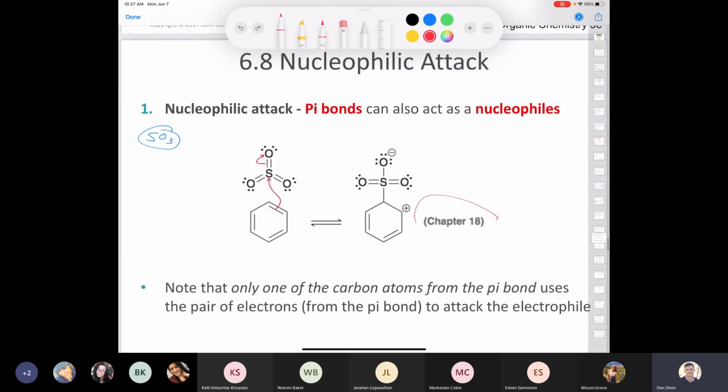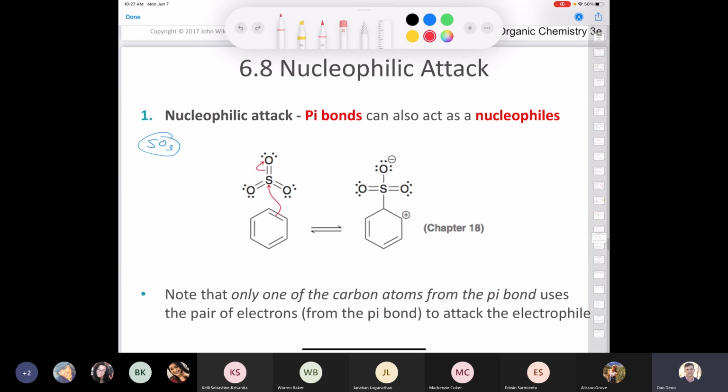Now, although we're not going to look at this until organic chemistry 2, we will see many examples of pi bonds behaving as nucleophiles in organic chemistry 1.